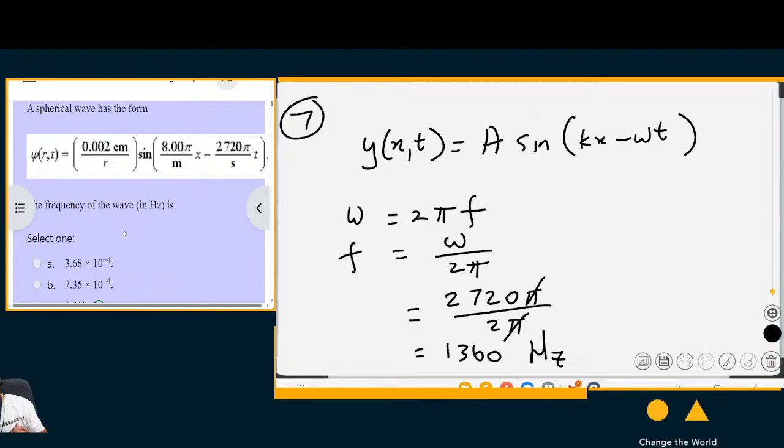You just need to know what is the general form of the wave. That is all that we're going to do today.